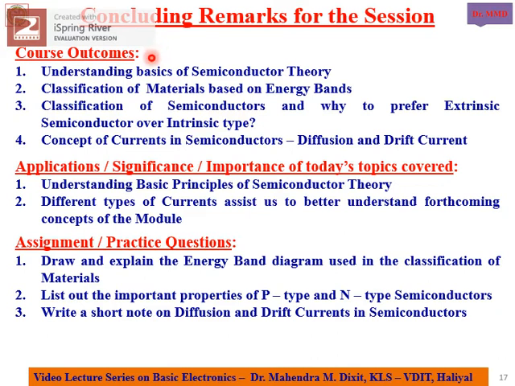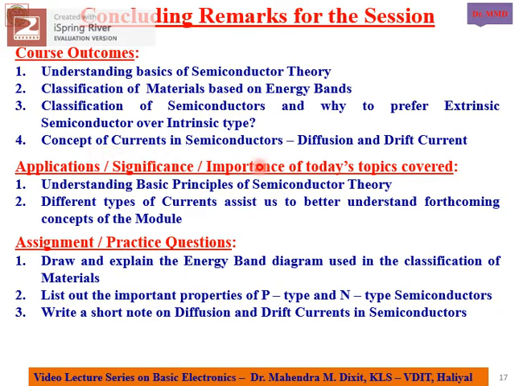The possible course outcomes for the students are that they can understand the basics of semiconductor theory, classification of materials based on the energy bands, which is very essential, classification of semiconductors, and why to prefer extrinsic or intrinsic type is also one of the important outcomes while they are studying. They will come to know that extrinsic semiconductors are far more suitable than intrinsic semiconductors because of the controlled conductivity concept in the extrinsic semiconductor.